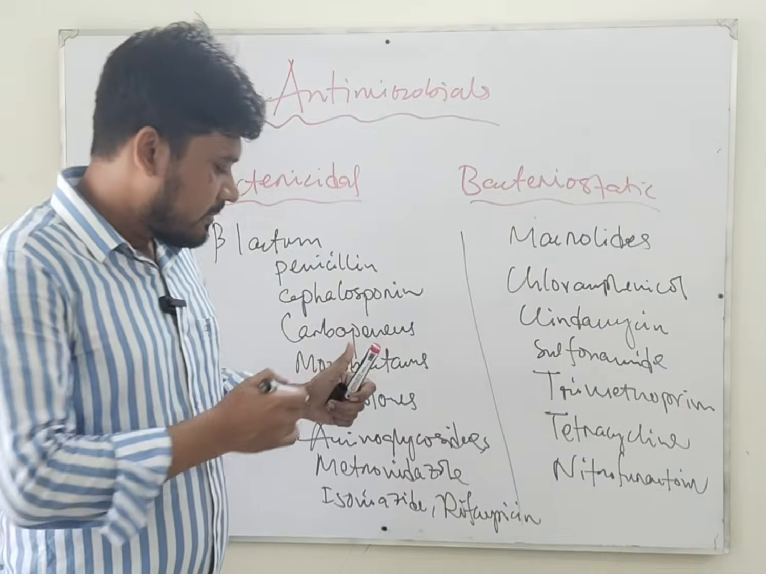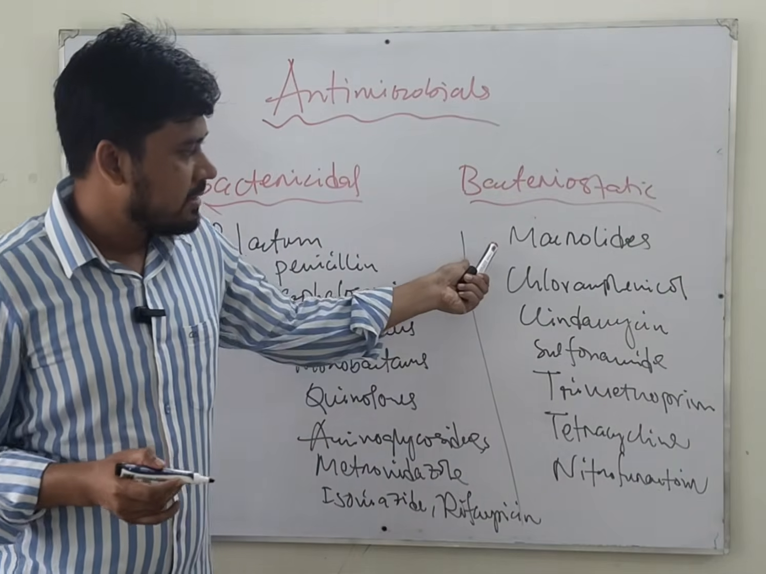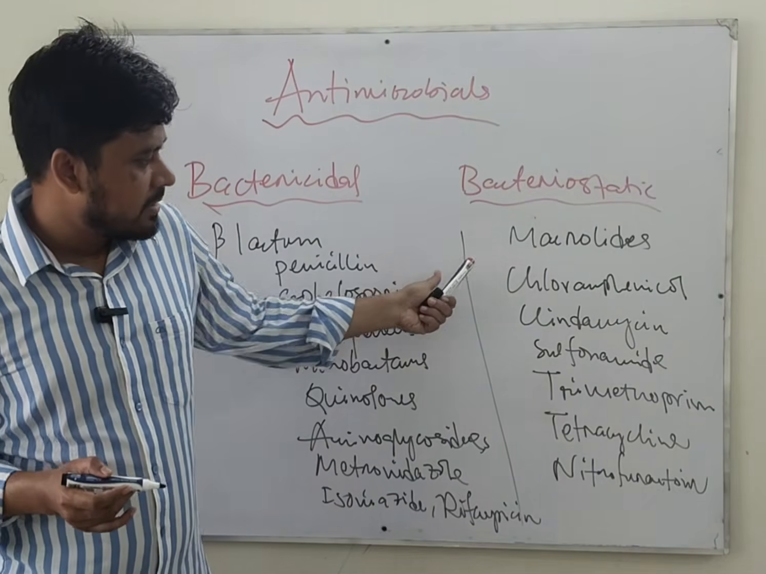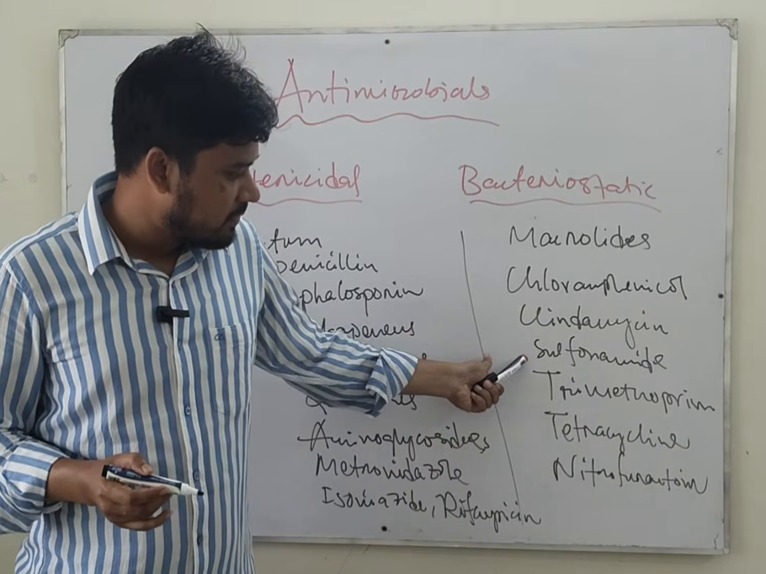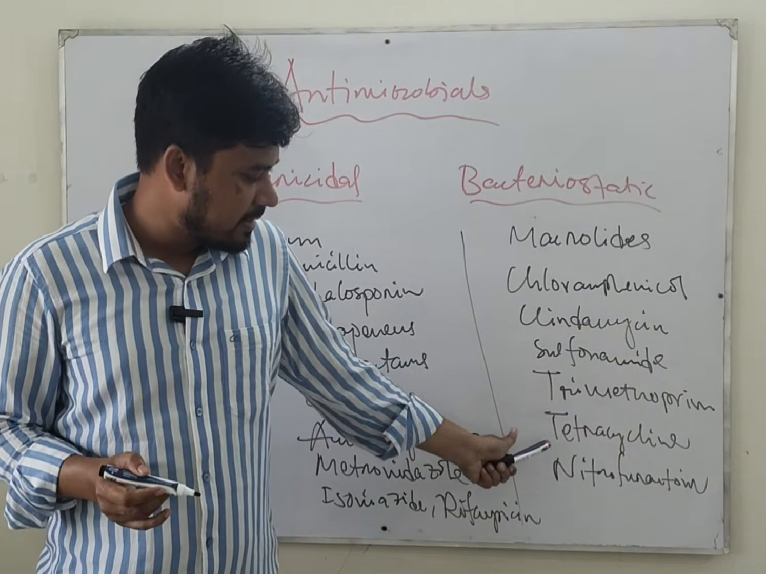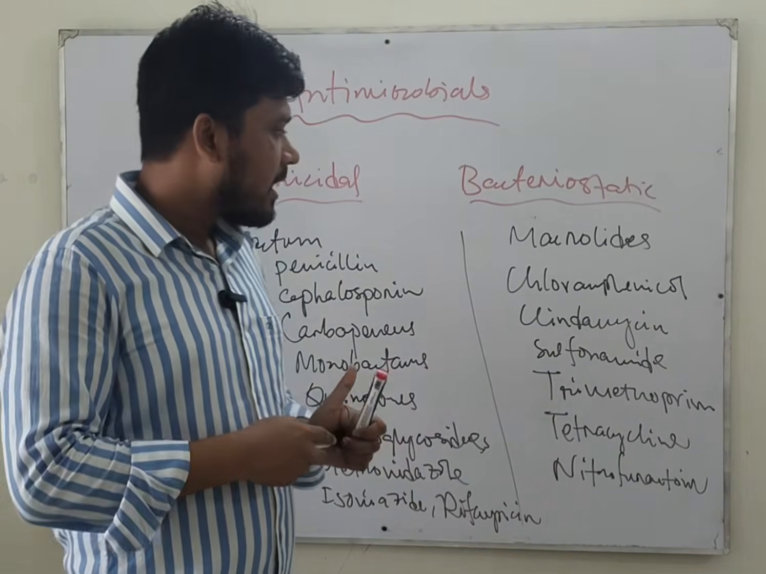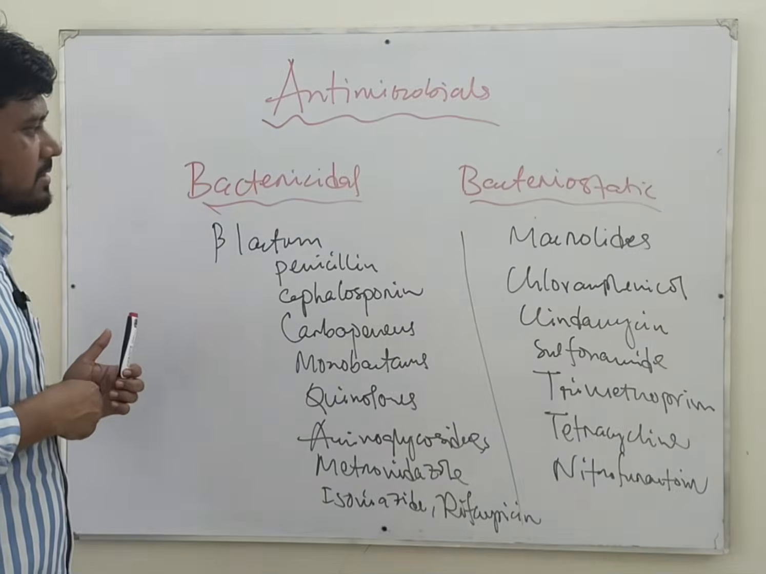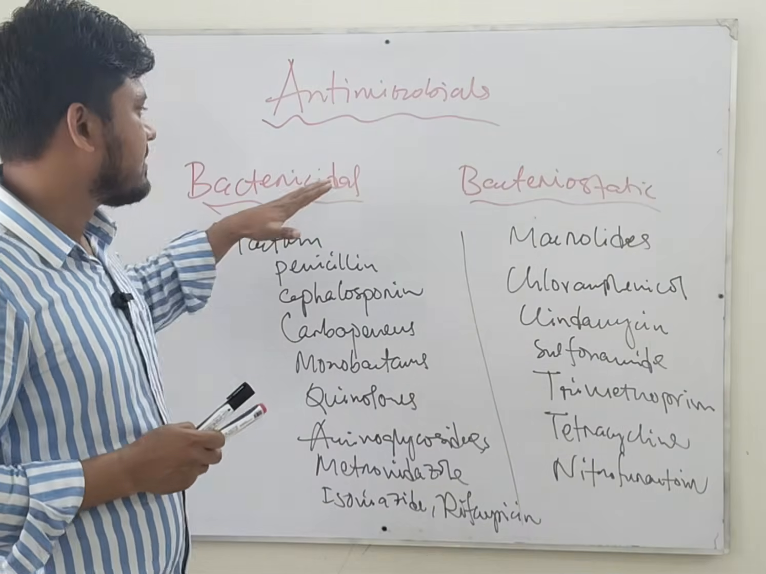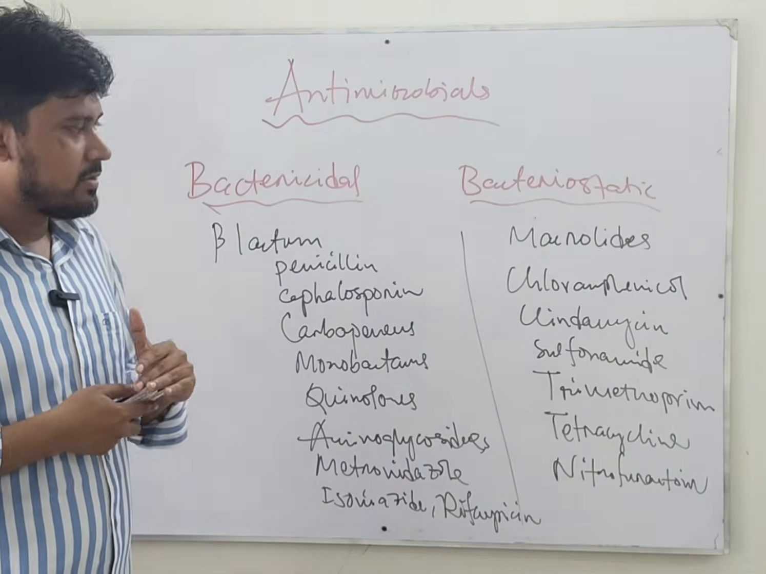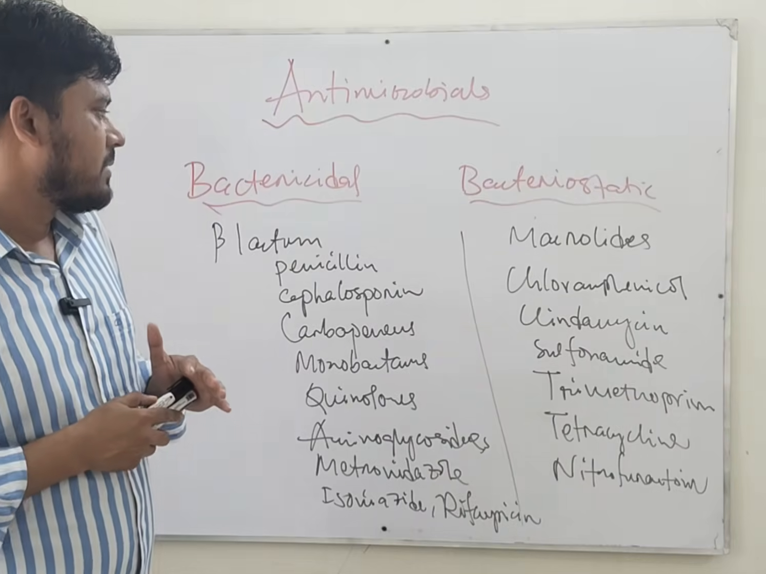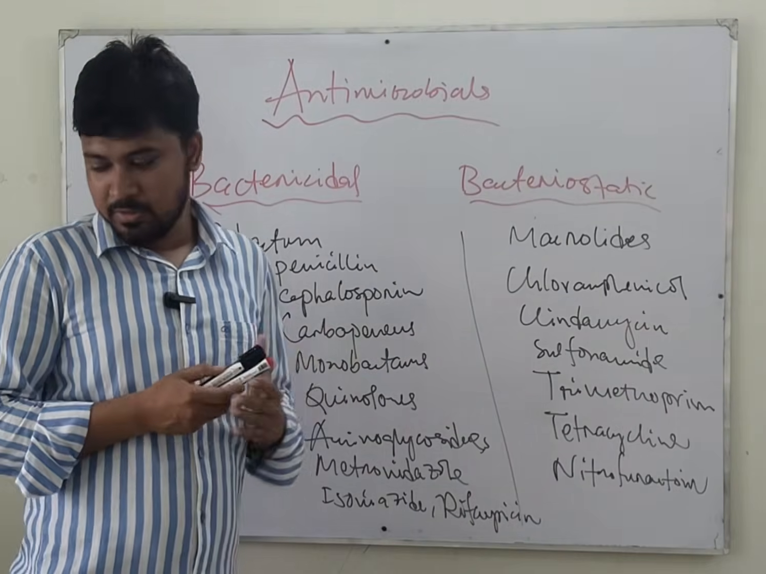So bacteriostatic antibiotics are macrolides like azithromycin, erythromycin, clarithromycin, chloramphenicol, clindamycin, sulfonamide, trimethoprim, tetracycline, nitrofurantoin, etc. Try to memorize all the examples of bactericidal and bacteriostatic antibiotics, because there may be MCQ questions from here, and this is very much important.